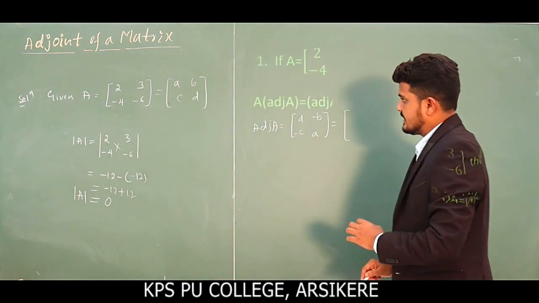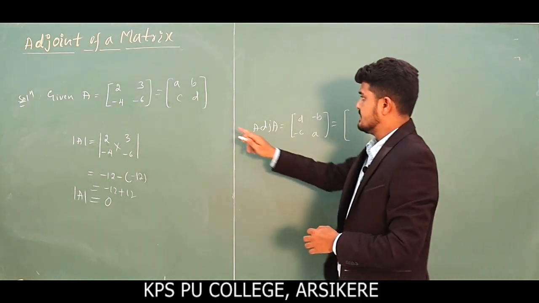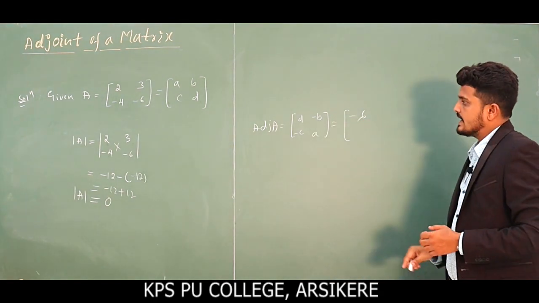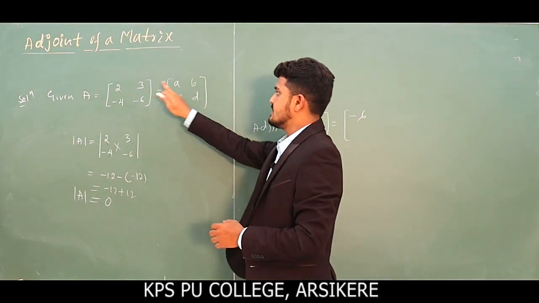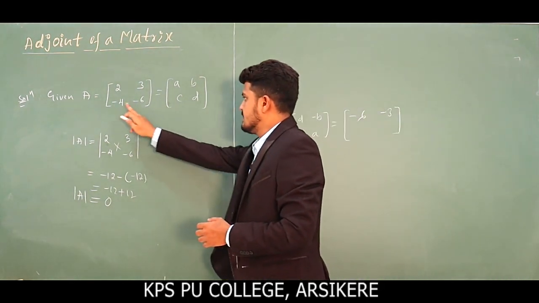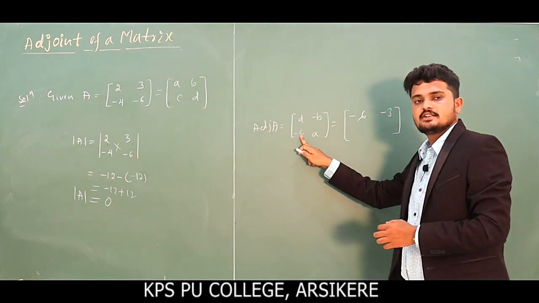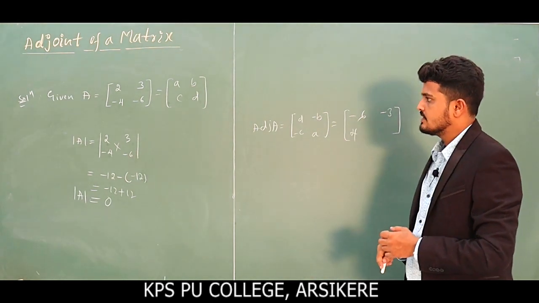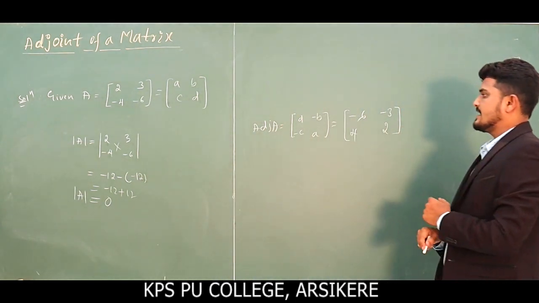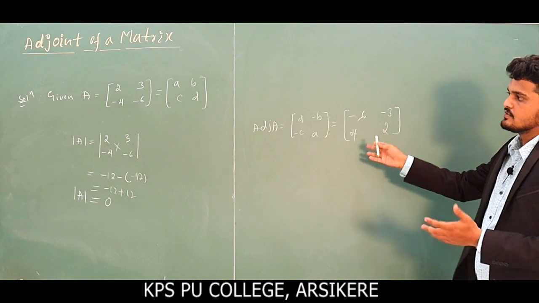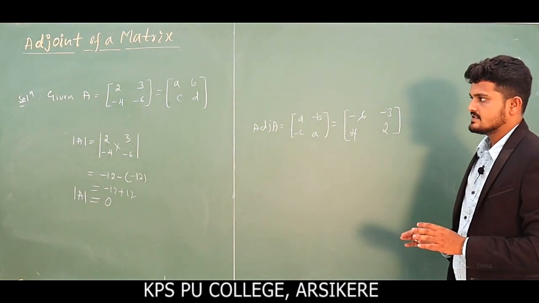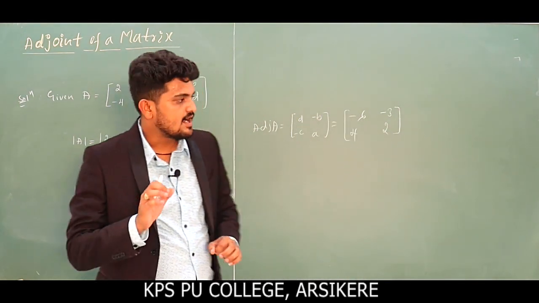In place of D, minus 6, so write minus 6. In place of B, so minus 3. In place of C, minus 4, again here minus into minus, plus 4. In place of A, 2. This is the value of adjoint A, or by using cofactor we can find the adjoint of the given matrix. So transpose of cofactor is nothing but adjoint.